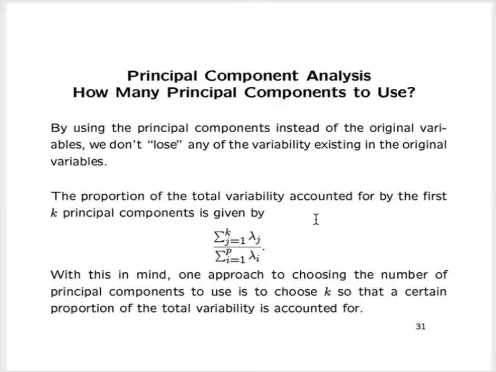So the proportion of the total variability accounted for by the first k principal components is given by this ratio: the sum of the first k lambdas, the characteristic roots, divided by the sum of all of the characteristic roots, which again is the total variability associated with the original response variables. And so with this in mind, one approach to choosing the number of principal components is to choose k so that a certain proportion of the total variability is accounted for. One common rule of thumb is to choose k so that at least 80% of the total variability is accounted for by the principal components that are being used. Now, you may choose to use a different percentage, that's fine, but that's one common convention.